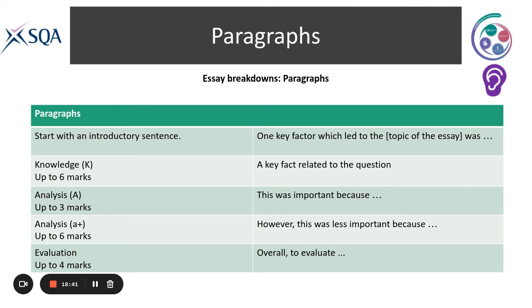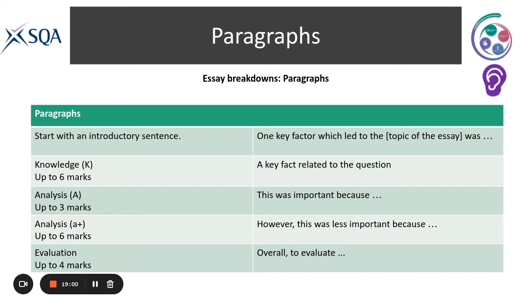Now, this again is an essay breakdown of paragraphs. Start with an introductory sentence. You could start off with one key factor which led to knowledge. Now you can get up to 6 marks for knowledge. A key factor related to the question, anything will do that is historically accurate.